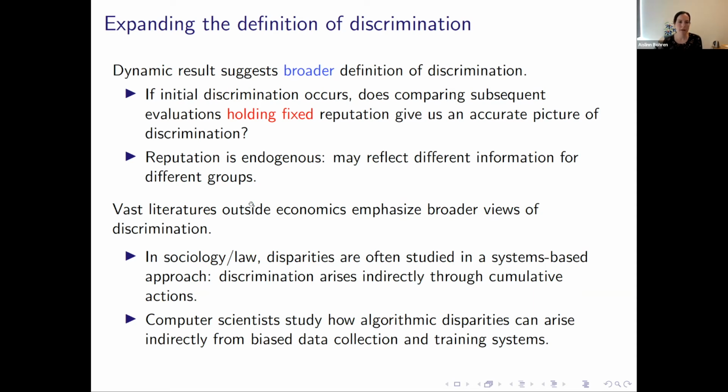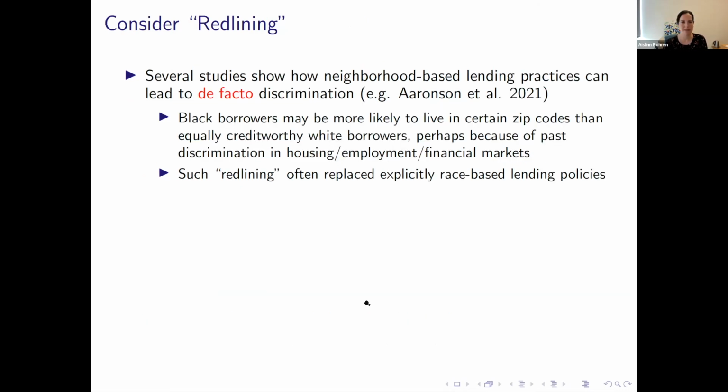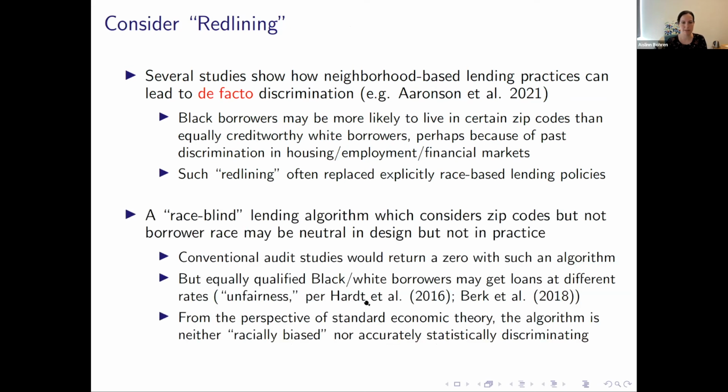But the other thing I wanted to point out is there's a vast literature outside of economics that emphasizes broader views of discrimination in sociology and law. Disparities are often studied in a systems-based approach, where discrimination can arise indirectly as well as directly. It can come indirectly through cumulative actions. As Juva talked about a lot in the first half of this tutorial, computer scientists study how algorithmic disparities can arise from biased data collection and training systems. I'm going to skip this redlining example since Juva nicely talked about redlining in his tutorial.